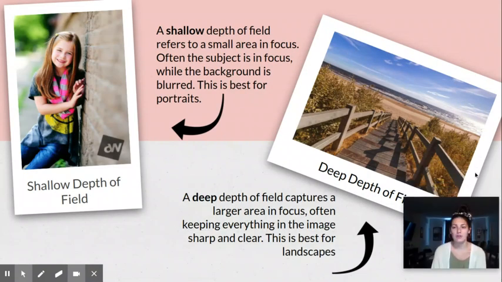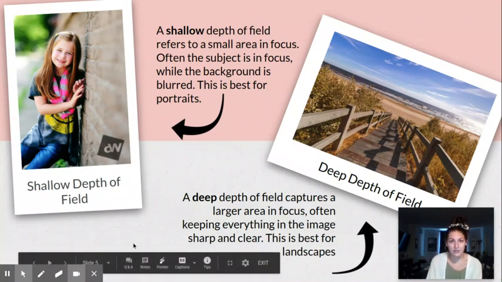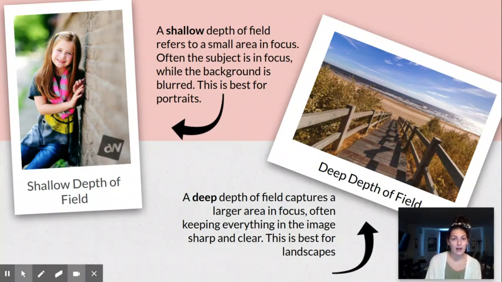Here's a couple examples. A shallow depth of field refers to a small area in focus. So often the subject is in focus while the background is blurred. And this is usually best for portraits. If you've ever gotten your portrait taken, normally they will use a shallow depth of field. That way they can just focus in on you and everything in the background won't be as distracting because it will be a little blurry.